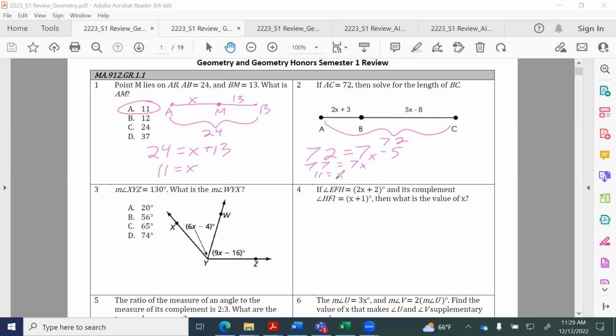Is that the answer we want? No. Again, always go back and read the problem. The first thing you should do is read the question. The last thing you should do is read the question. Make sure we answer what it's asking for. It wants the length of BC. So it wants this piece, which is found by using that expression. We got to plug it in. So BC equals 5 times 11 minus 8. 5 times 11, 55. 55 minus 8, 47. That's our answer.